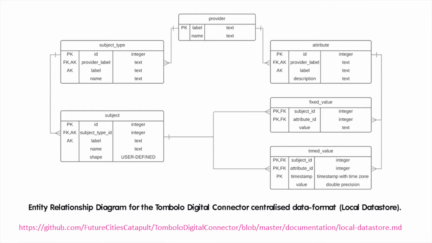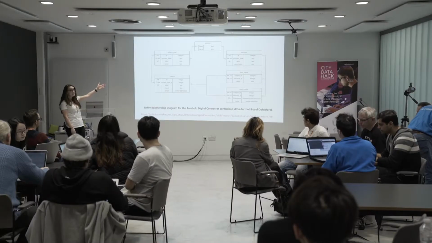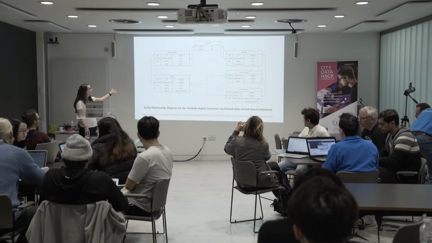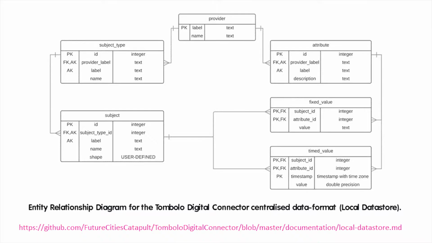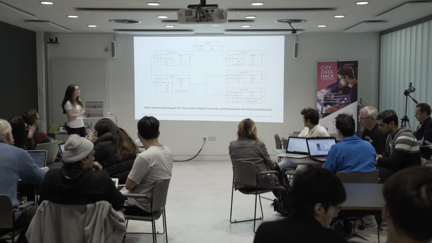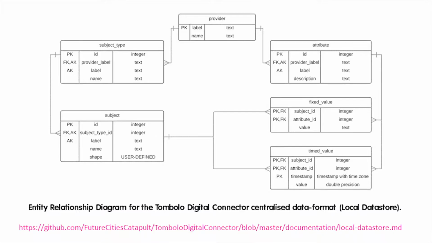So the Digital Connector has a Postgres database, which is organized in this way. We have the provider, which identifies the source, and one of the main entities of it is a subject. Think about it as a member of a data set, and this subject has characteristics identified by the attributes, which can have fixed values if their values do not change over time, or time values, which we use extensively for time series.